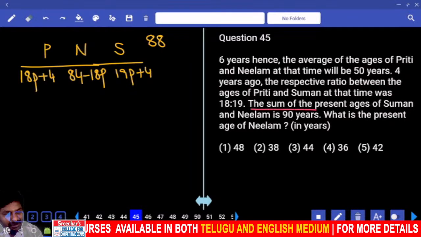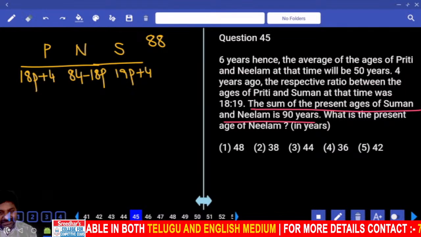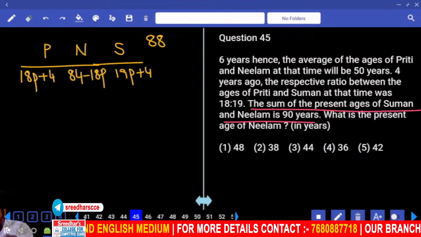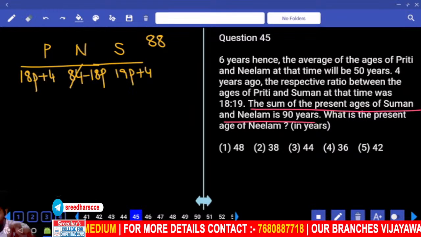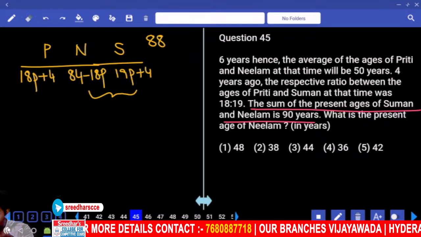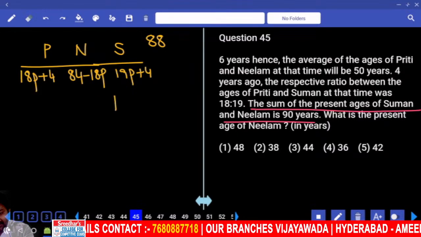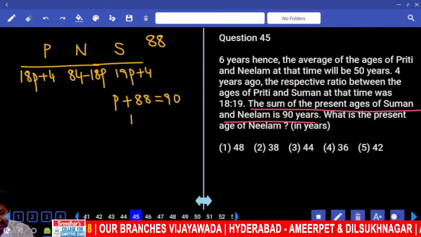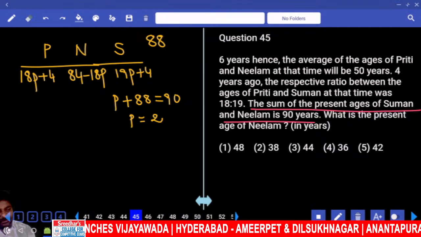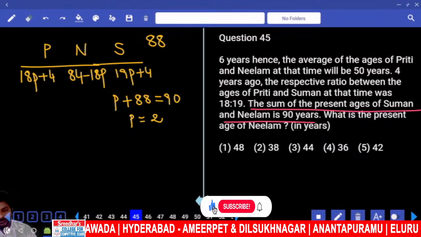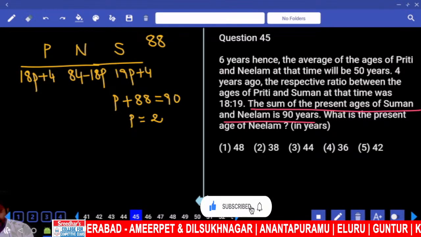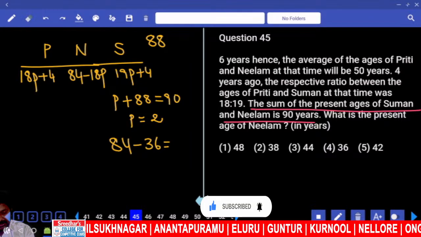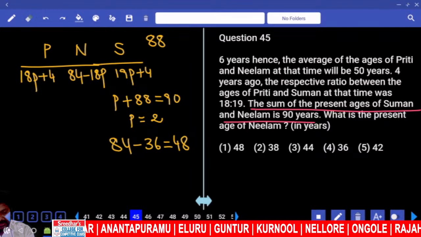Now, the sum of present ages of Suman and Neelam is 90. Sum of these two numbers is equal to 90. 84 plus 4, 88 minus 18 parts plus 19. 1 part plus 88 is equal to 90. P is equal to 2. Question is about present age of Neelam. Neelam's present age 84 minus 18 parts. 18 2 times 36. Answer 48.